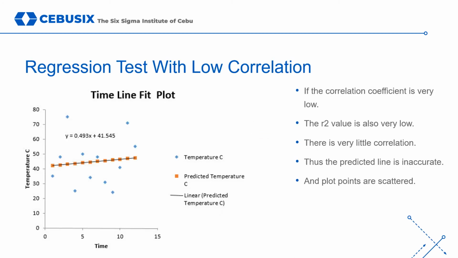In order to see how regression tests might look with low correlation, let us repeat the steps above with the data for temperature C, which, if you recall, had very little correlation between time and temperature. The correlation coefficient is only 0.107, so the coefficient of determination, the R squared, is 0.0116. That means that only about 1.16% of the variation in temperature is related to the time.